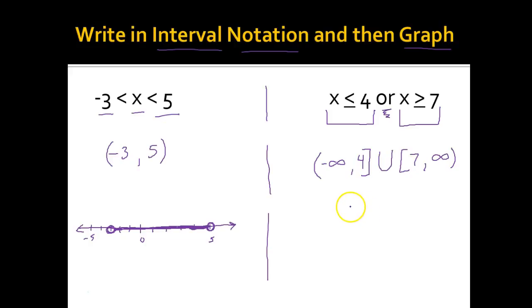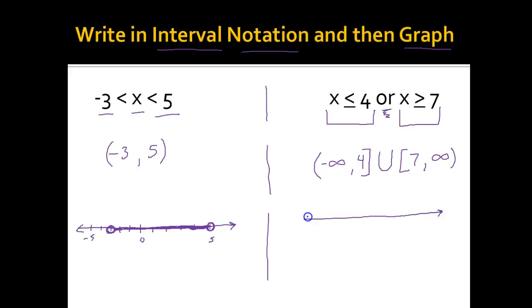All right, that is interval notation in the situation where you have the word or, meaning that there are two ranges combined together, and the U symbol says the answer for x is within either group. How do we graph this?